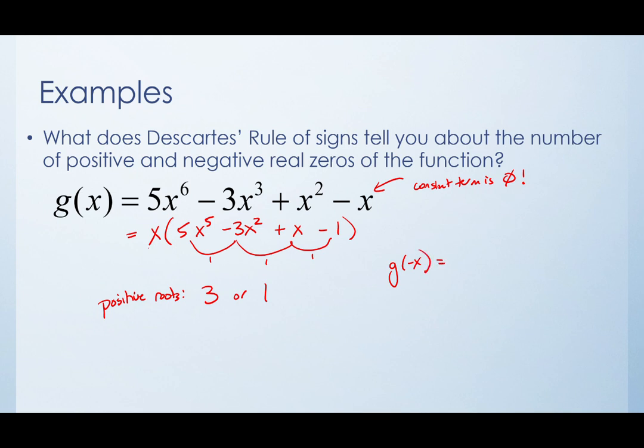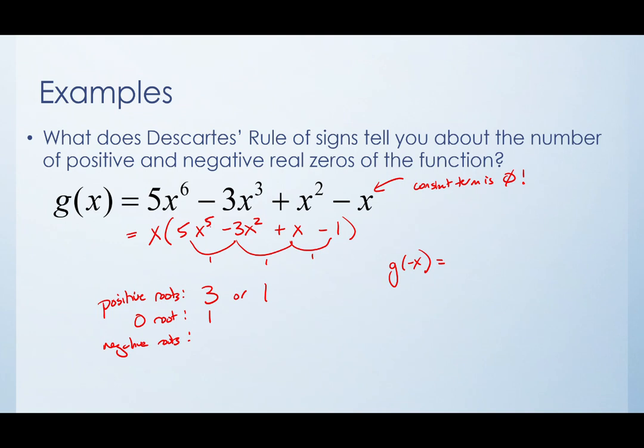Okay. Now, what about g of negative x? Now, we're not going to worry about the x term here because we know that that has a root of 0, right? We'll go ahead and write that 0 root. We have 1. And now we're looking for negative roots. And so we've got to say, okay, we're going to look at this 5x to the 5th minus 3x squared plus x minus 1. We're going to plug in negative x because the x out front, all it's going to do is flip all of the signs, which the number of sign changes is still going to be the same.